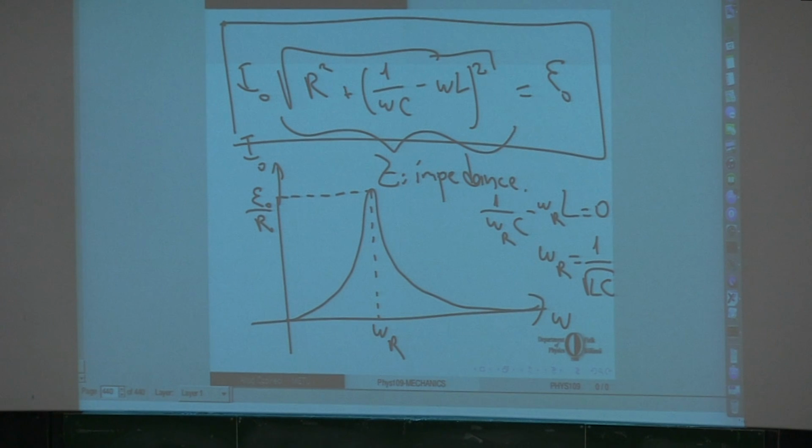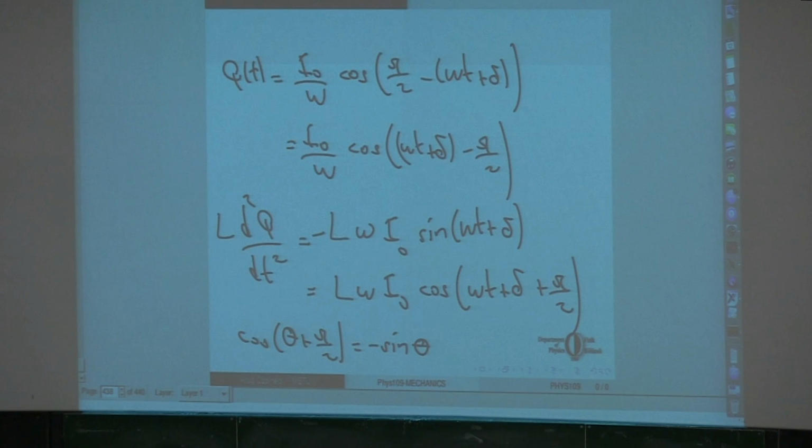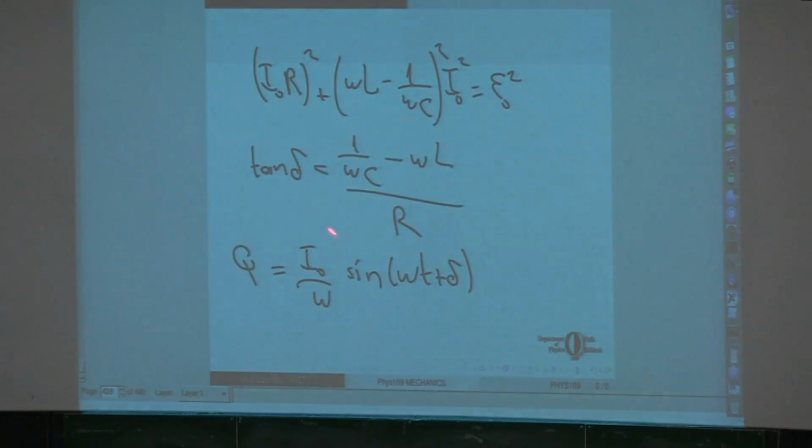epsilon 0 over R. Now, at the natural frequency, this just cancels itself. 1 over omega C and omega L, they are equal. Furthermore, since they are equal, delta is itself 0. So it just behaves as if it's an ordinary resistive circuit without the inductors and the capacitance. They both become a maximum at the same time, a minimum at the same time.